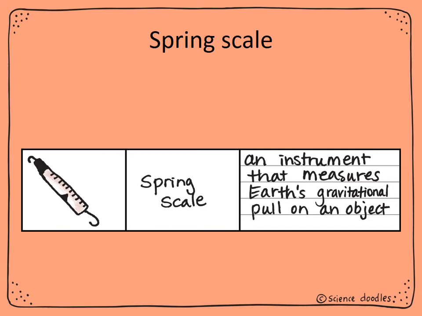Okay, our next word is spring scale, which is an instrument that measures Earth's gravitational pull on an object. A spring scale is how you're going to measure either newtons, which we'll talk about in around January, or to measure something's weight. Something's weight is how much gravity is pulling on it, and so that's what a spring scale measures. This is different from mass.